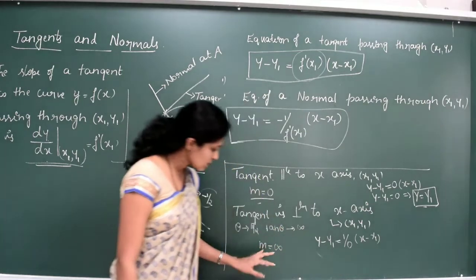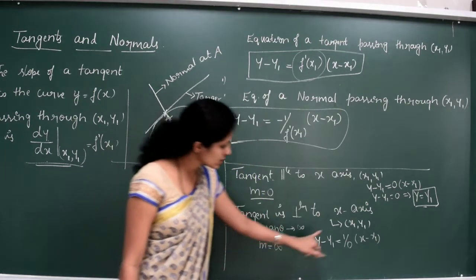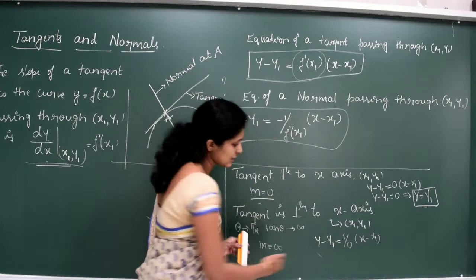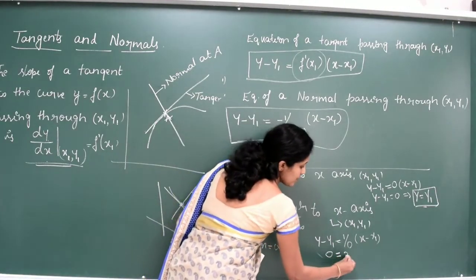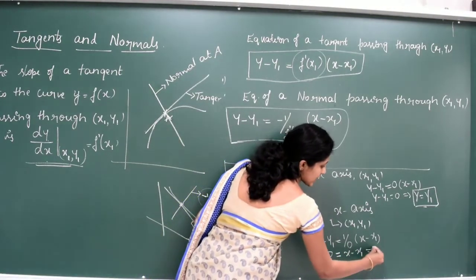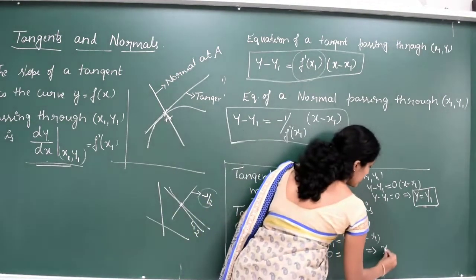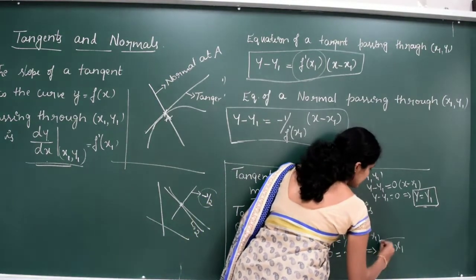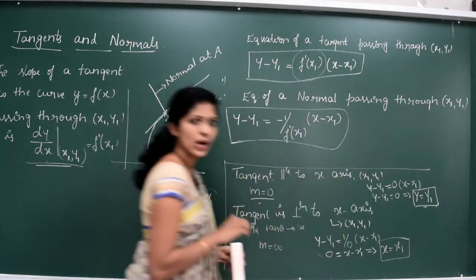Actually, the slope of the line is infinity, so this is 1 by 0. If I multiply, 0 is equal to x minus x1. By this we can say x is equal to x1. Is it clear? So what are the things you have to remember?